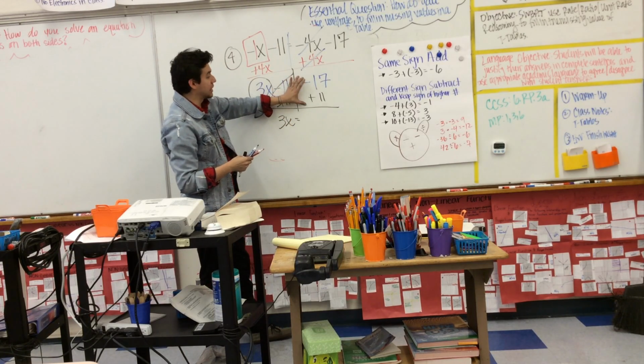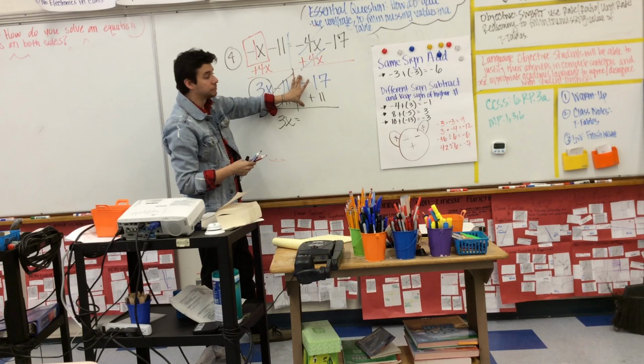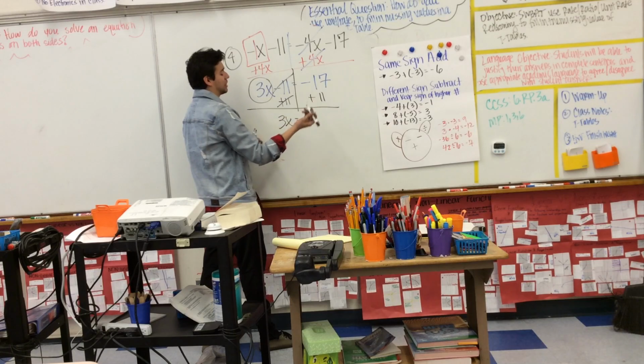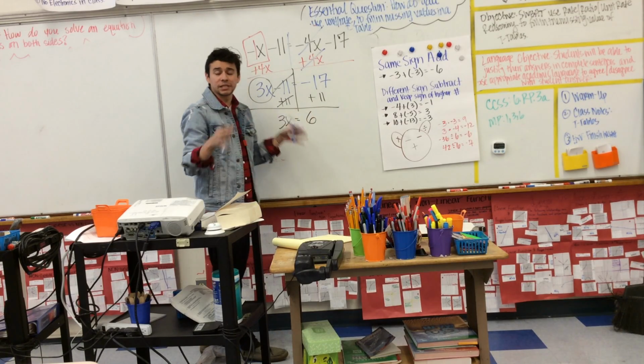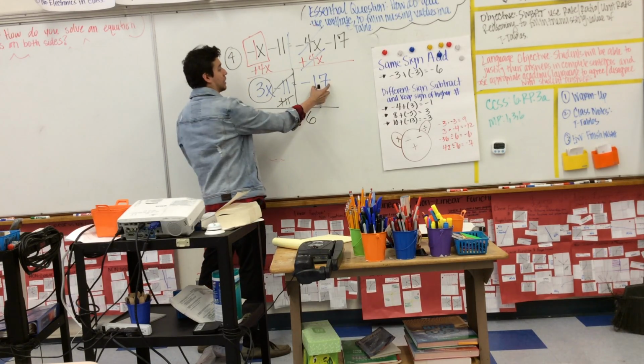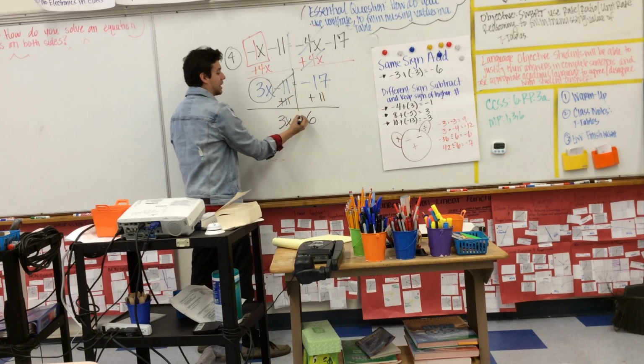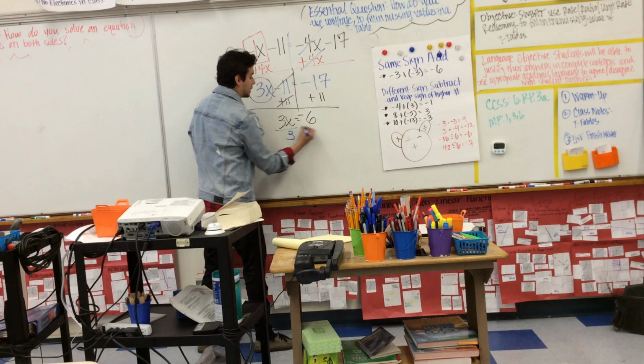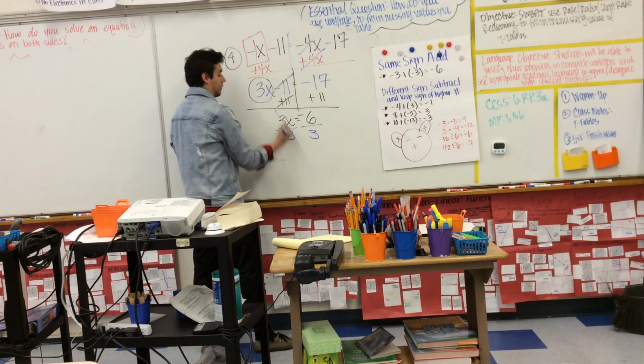-17 plus 11. Same sign or different signs? Different signs. Subtract. So I know 17 minus 11 is 6. Keep the sign of the bigger number. Well, it's 17, so it's negative. Then we're going to divide by 3. Divide by 3. That cancels out.